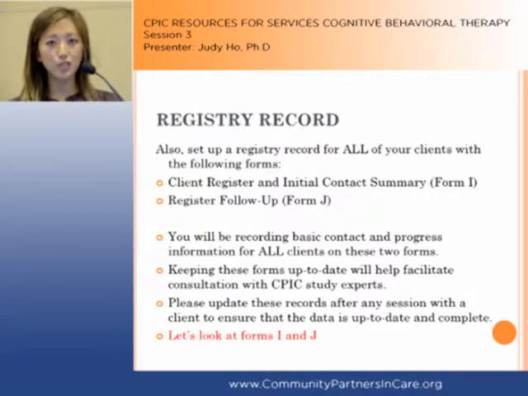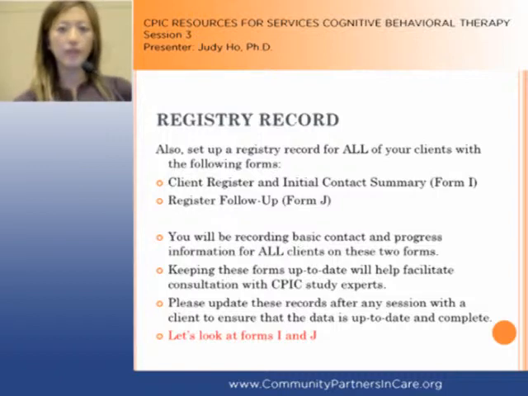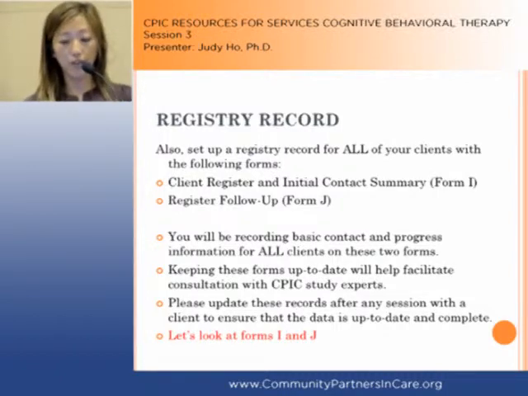Now let's move on to the registry record. All the forms that we've discussed so far go into the study record. You should also set up a registry record for all of your clients. These forms include the client register and initial contact summary, which is Form I, and the register follow-up, which is Form J. You will be recording basic contact and progress information for all your clients on these two forms.